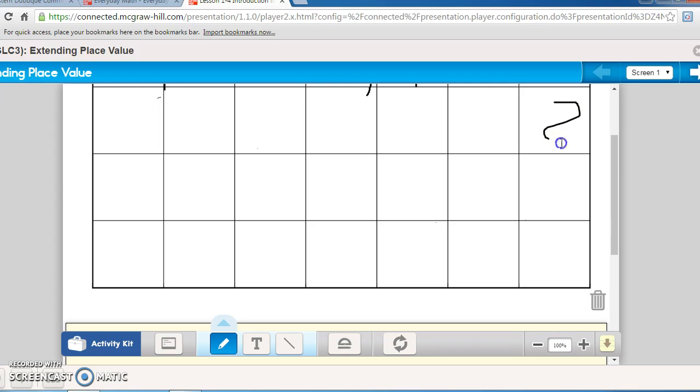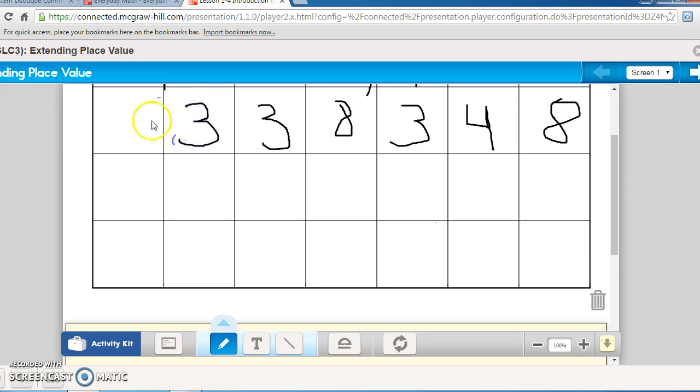8 in the ones place, 4 in the tens, 3 in the hundreds, 8 in the thousands, 3 in the 10,000s, 3 in the 100,000s, and 1 in the millions. Go back and make sure you put your commas in the right place. Every 3: 1, 2, 3, comma, 1, 2, 3, comma.